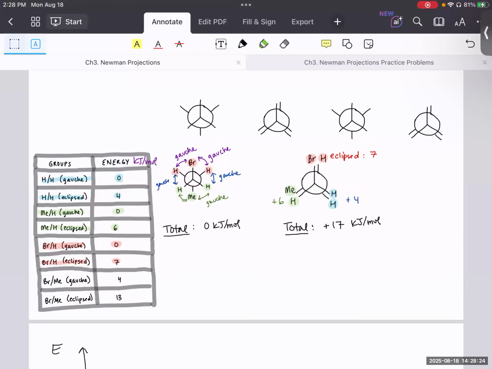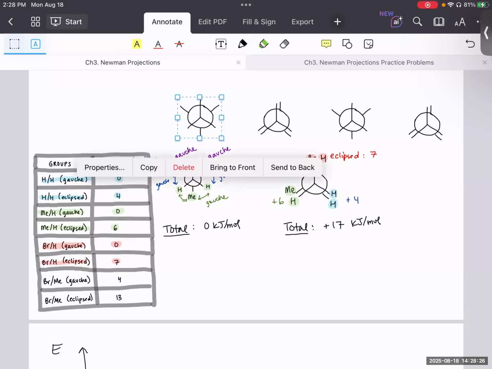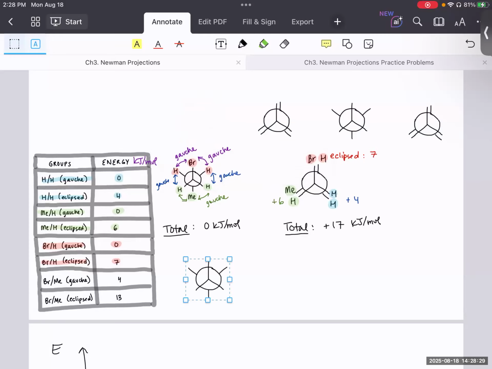All right, and so then we can just keep going. We're going to take our structure and rotate it another 60 degrees. So again, we're keeping that front carbon the same, but just shifting over the atoms in the back by 1. And then going through the same motions where we calculate each of those interactions.